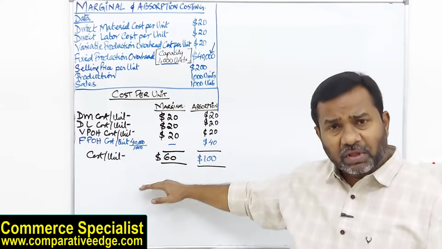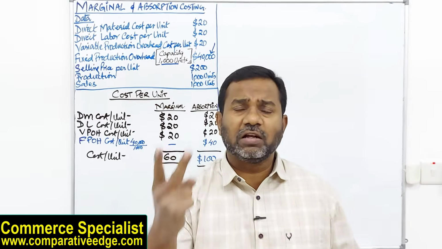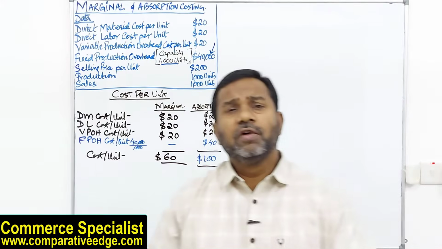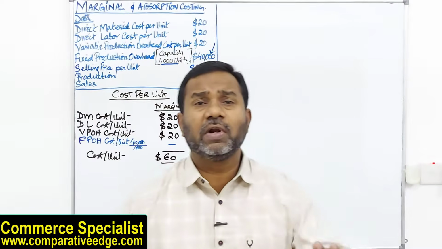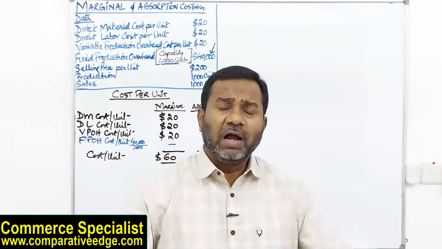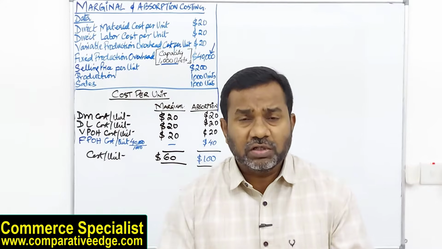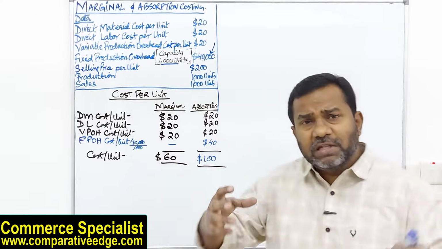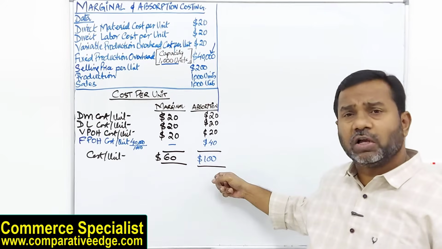So finally, if you're calculating cost per unit under marginal costing, there are 3 items: direct material, direct labor, variable production overhead. If you're talking about cost per unit under absorption costing, there are 4 cost items: direct material, direct labor, variable production overhead, and fixed production overhead. Under normal circumstances, the cost per unit under absorption costing will always be higher. Why? Because we are absorbing.